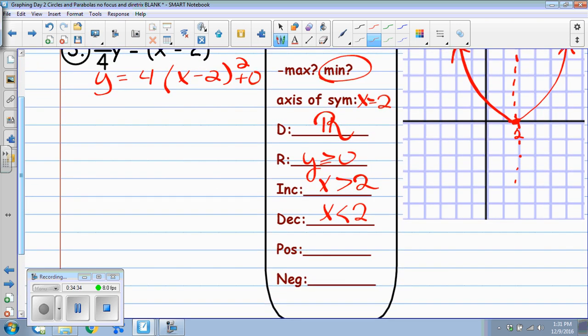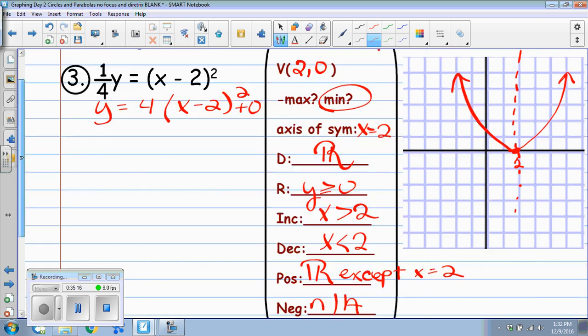Now, it looks like the whole thing's positive. It's positive for all real numbers except which one? Except for x equals 2. Because when x equals 2, y is 0, and that's neither positive nor negative. So, we say all real numbers except x equals 2, or you can say except 2. So it's positive for every value of x except 2. And is it ever negative? No. So not applicable.